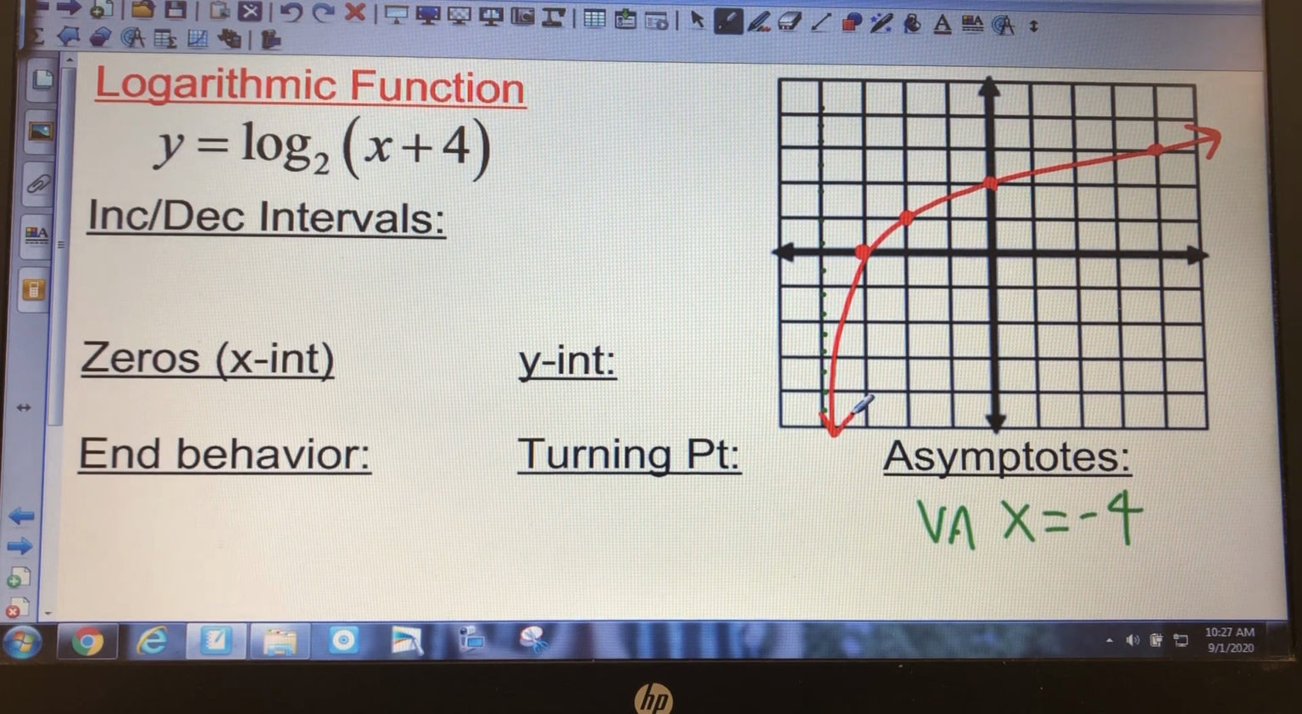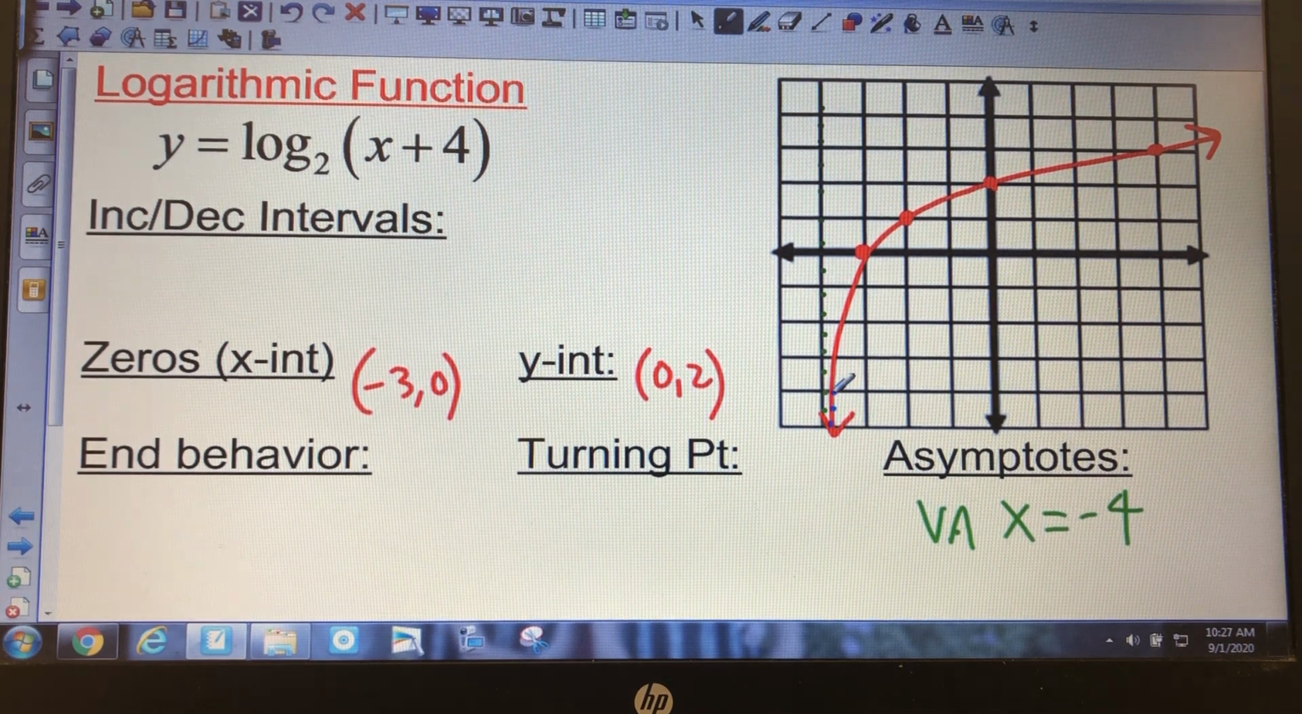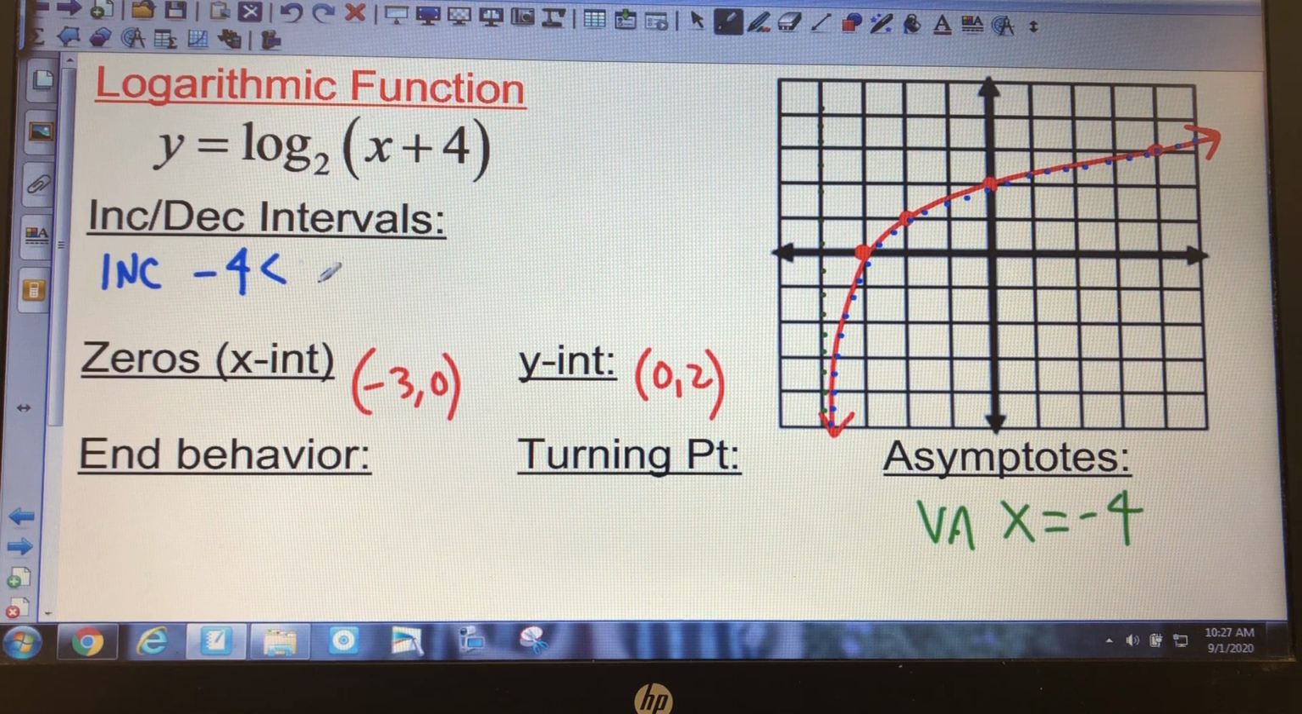Okay, so on this particular one, our x-intercept is -3, 0. Our y-intercept, 0, 2. Okay, so from left to right, let's take a walk. We're going uphill, aren't we? From left to right. But where are we going uphill? We are increasing from -4 to infinity. So that's your interval. Again, think of your domain. Okay? We don't hit a turning point on this one.